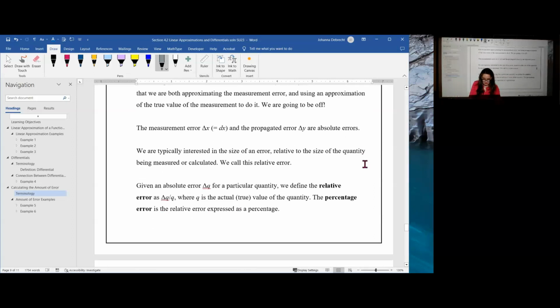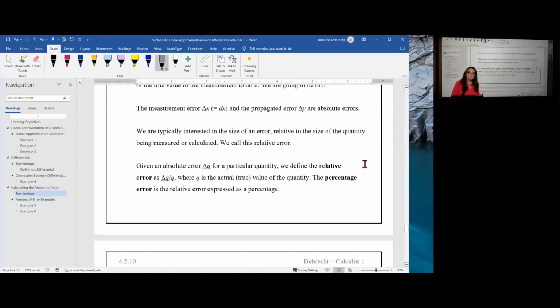We're typically interested in the size of an error relative to the size or quantity of the thing being measured. We call this relative error. Telling me that you have an error of 5 meters may sound like a lot. That's not much if you're measuring the distance to the moon. Compared to the distance to the moon, 5 meters is nothing. That would be a very accurate estimation. On the other hand, if I'm measuring the length of a room, and I'm off by a meter, that's a lot. It depends on the relationship between the measured value and the thing being measured.